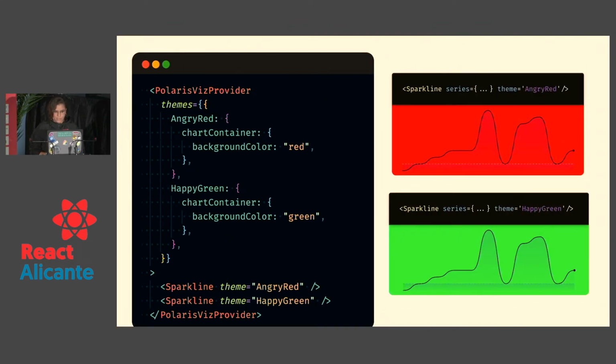I could even specify multiple themes if I want. Like in this case, I'm creating a theme named Angry Reds and another one named Happy Green. And I can use those keywords, the names of the themes that I created on a provider, in any place of my application, as long as the components are children of the Polaris provider. It looks horrible, but it works.